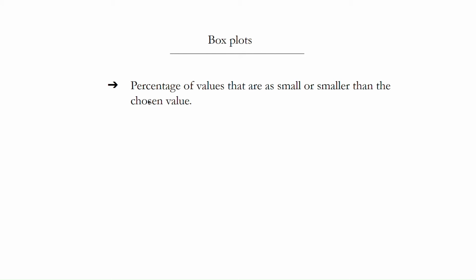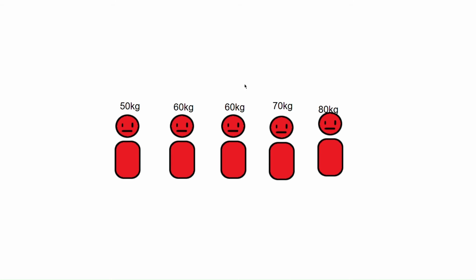So what are percentiles? The percentage of values that are smaller than or equal to the chosen value. Let's take this as an example. X is the 50th percentile. What does that mean? It means that 50% of the data is below it. How do we calculate the percentile? Let's say that these are 5 different people. These are their weights, and we order them. Also remember, the median is always the 50th percentile.